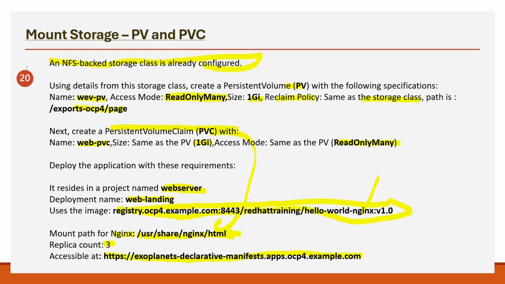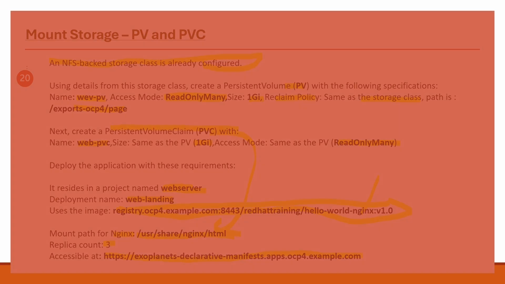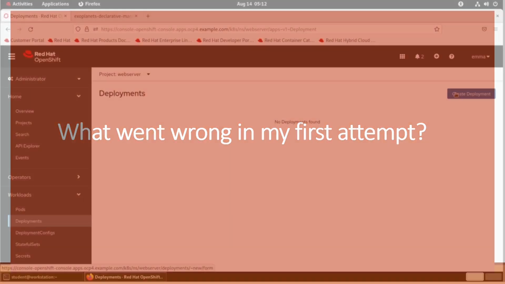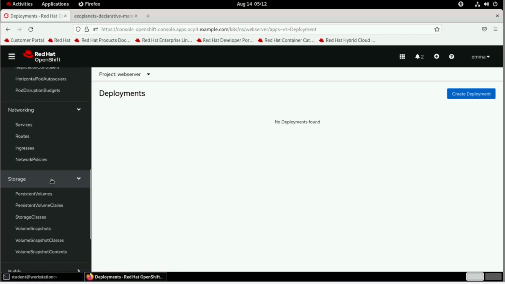In my first attempt, I got only 0% marks, which means the entire answer went wrong. In this section, I will first show you how I approached this question in my first attempt, where I got 0 marks. Then I will demonstrate how you should approach this question in the exam to score 100%. Okay, let's go to the cluster. First, I will show you how I approached this question in my first attempt and what exactly went wrong.